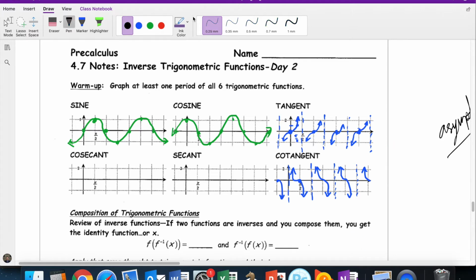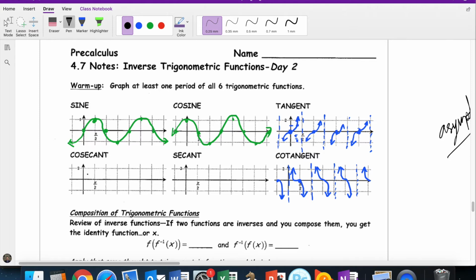Now, when it comes to secant and cosecant, the easiest way to graph secant and cosecant is to graph sine and cosine and then go from there. Knowing that anytime that sine and cosine cross the x-axis, you're going to have an asymptote, and at the top of the hill and at the bottom of the valley, you will have parabolas pointing away from the center of your graph. So what I mean by that is this.